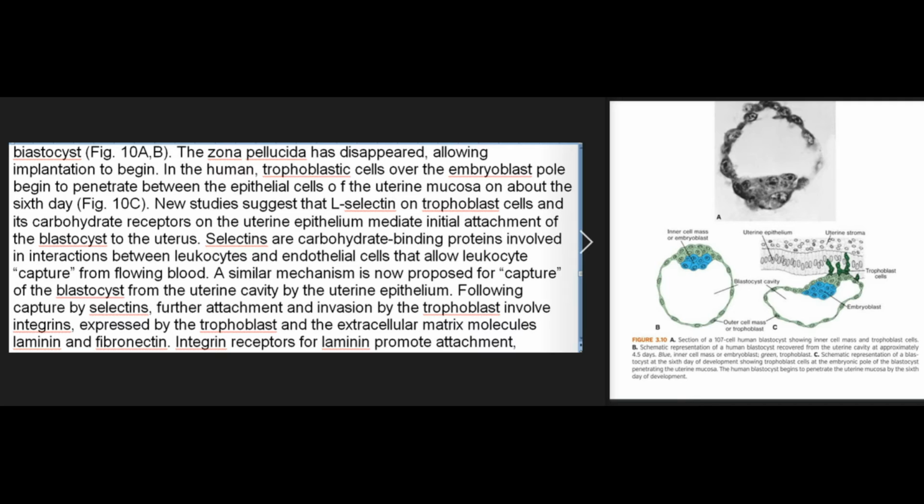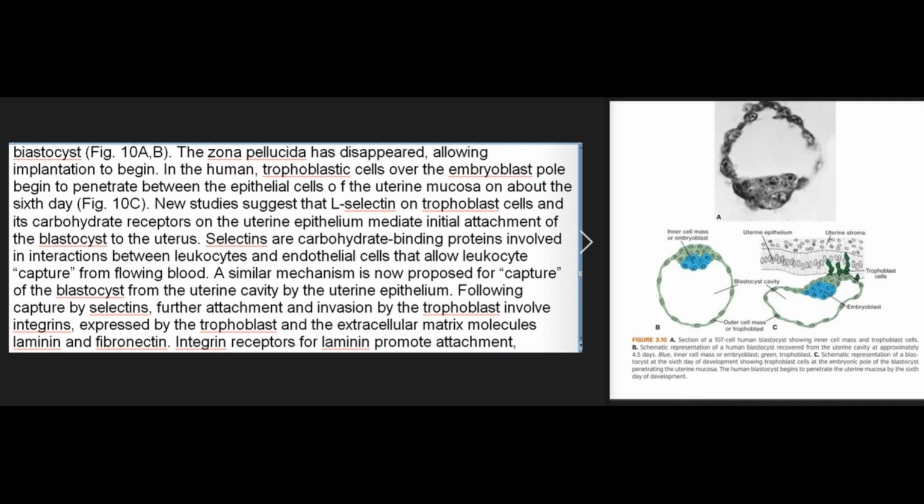New studies suggest that L-selectin on trophoblast cells and its carbohydrate receptors on the uterine epithelium mediate initial attachment of the blastocyst to the uterus. Selectins are carbohydrate-binding proteins involved in interactions between leukocytes and endothelial cells that allow leukocyte capture from flowing blood. A similar mechanism is now proposed for capture of the blastocyst from the uterine cavity by the uterine epithelium.